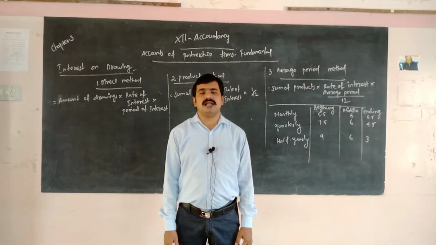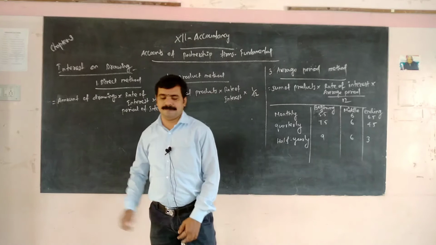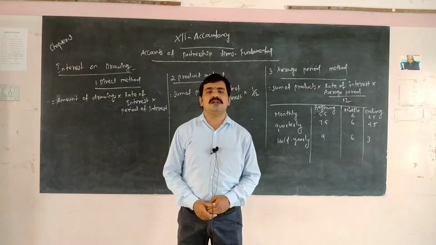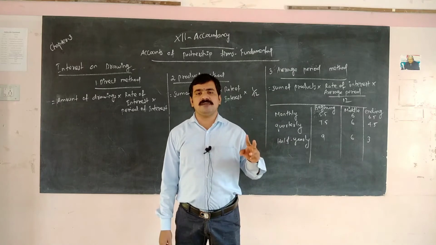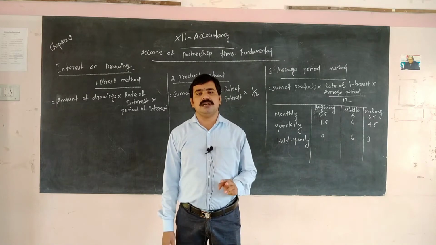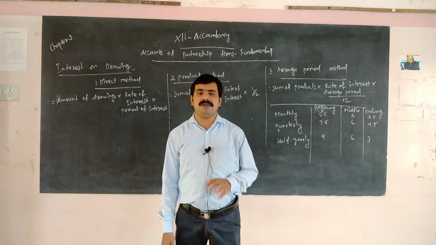Today I am going to start chapter 3. The topic is interest on capital. We already discussed three methods. One is the fixed capital method, another one is the fluctuating capital method, and the third one is interest on capital.